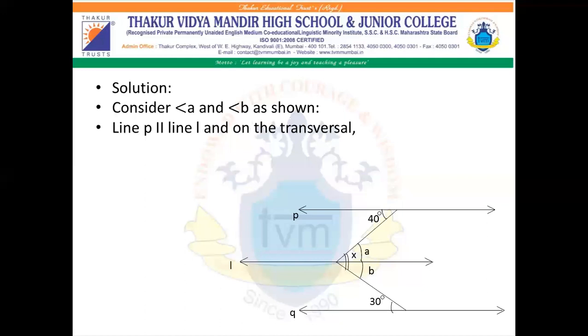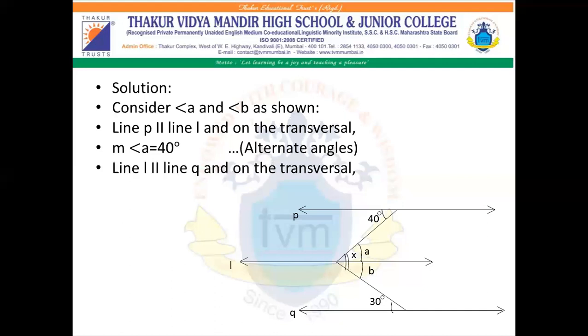Line P is parallel to line L and on the transversal, measure of angle A is equal to 40 degree, alternate angles. Line L is parallel to line Q, and on the transversal, measure of angle B is equal to 30 degree, alternate angles.